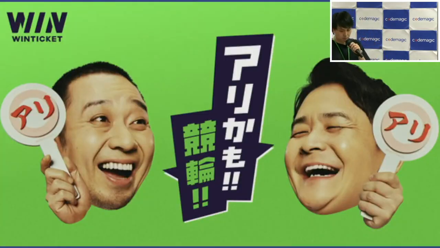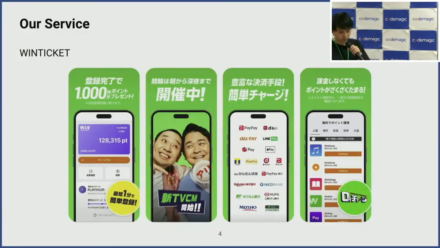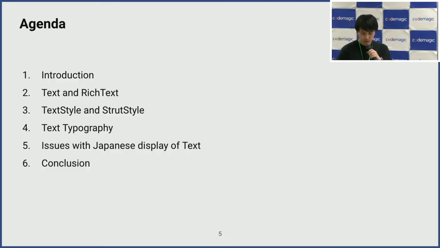First of all, let me briefly introduce the service we are developing. We are developing an application called WinTicket, which makes it possible to bet on bicycle races and other races. This service is only available in Japan, but it's a large-scale application with various functions to charge money for betting and to watch race videos. This is today's agenda. I will introduce the basics of text and the surrounding knowledge and tips as much as possible.